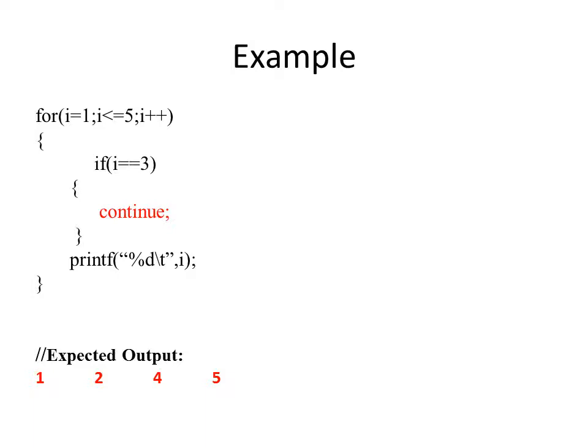For the next iteration, the i value will be 3. Now the loop condition is true, hence the control transfers into the loop body. Now the i value is 3, so is 3 equal to 3? Yes, the condition is true over here, and hence the compiler executes the continue statement.